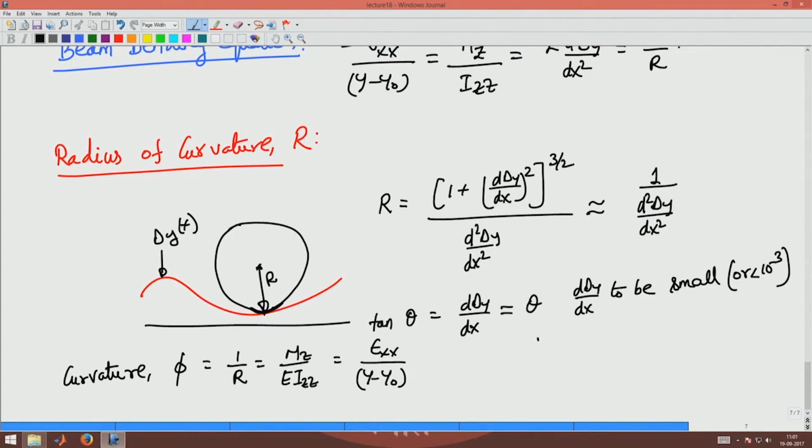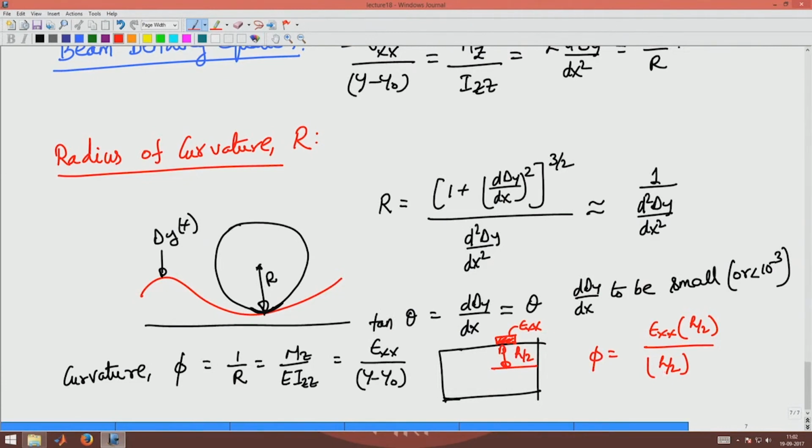That is, if I have a cross section like this of a beam and I am measuring the actual strain at this location, epsilon xx, and if this location is at a distance h by 2 from the neutral axis, then curvature is given by the strain at h by 2 divided by h by 2. So, that is a measure of curvature of the beam. In other words, that will be nothing but the bending moment divided by E times Izz.